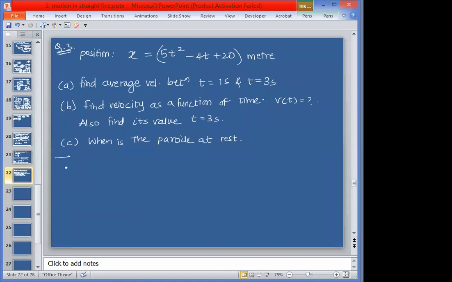Solution for bit number A. We want to find the average velocity between time equal to 1 second and time equal to 3 second, so we want to find V average. But average velocity is a vector, and to represent a vector we need magnitude and direction.